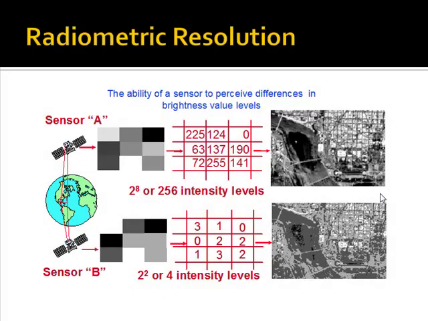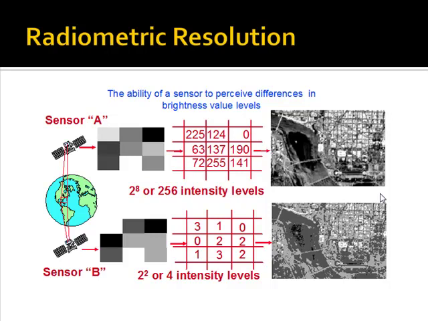Radiometric resolution is the ability of a sensor to perceive differences in brightness value levels. So the higher the radiometric resolution, the less likely that we'll have difficulty telling features apart that have similar spectral responses.